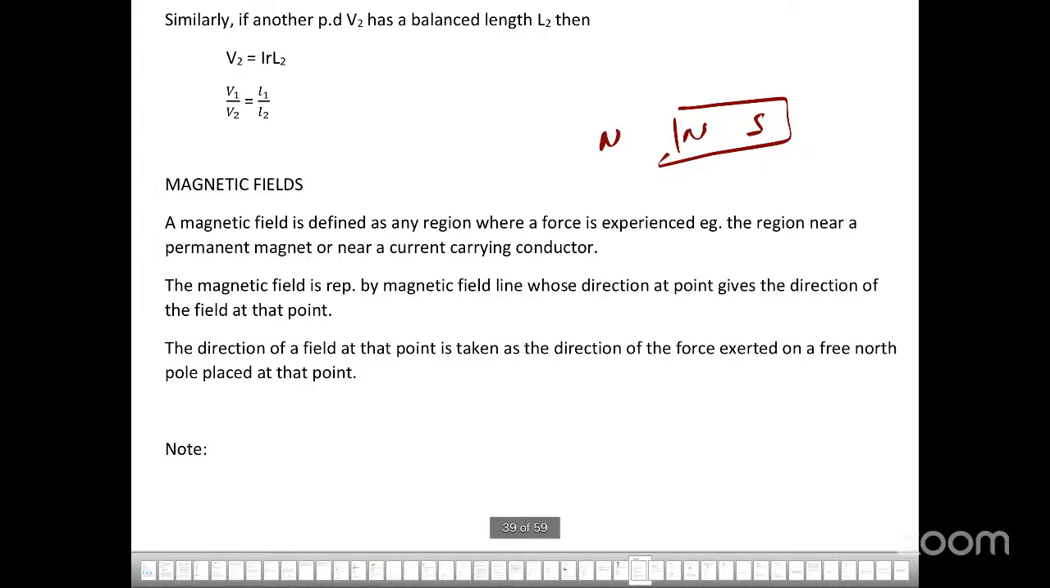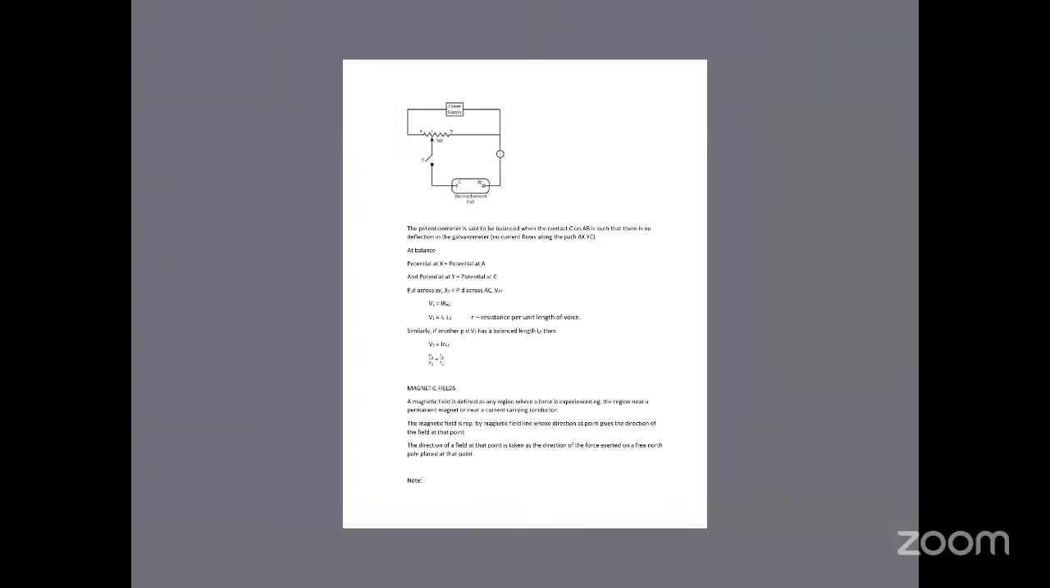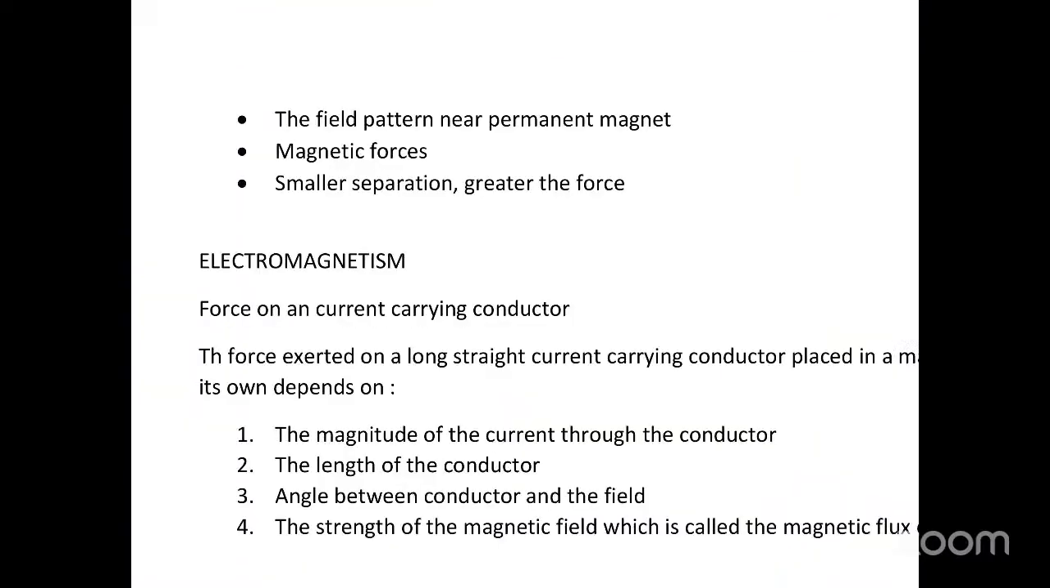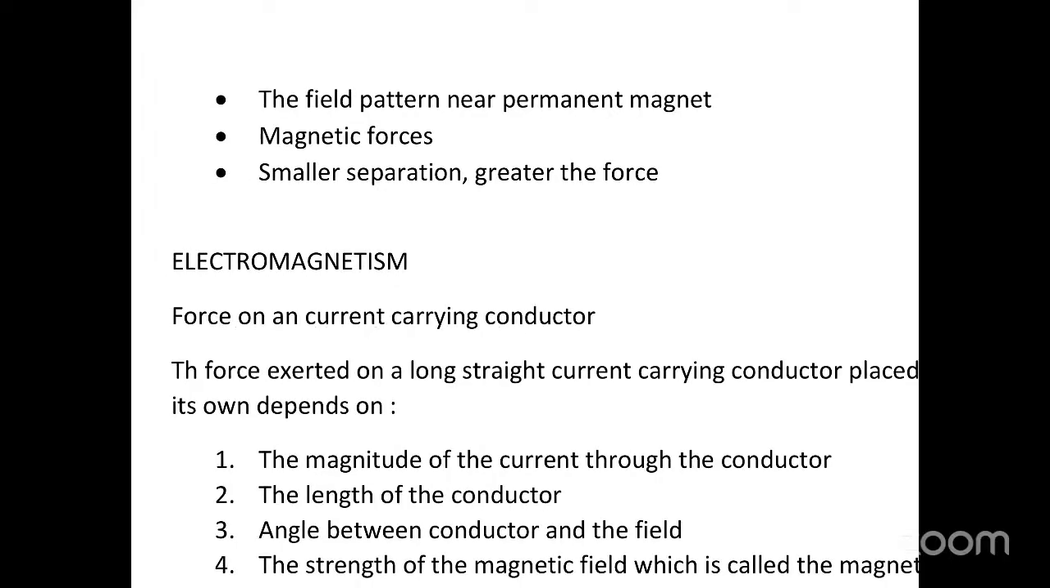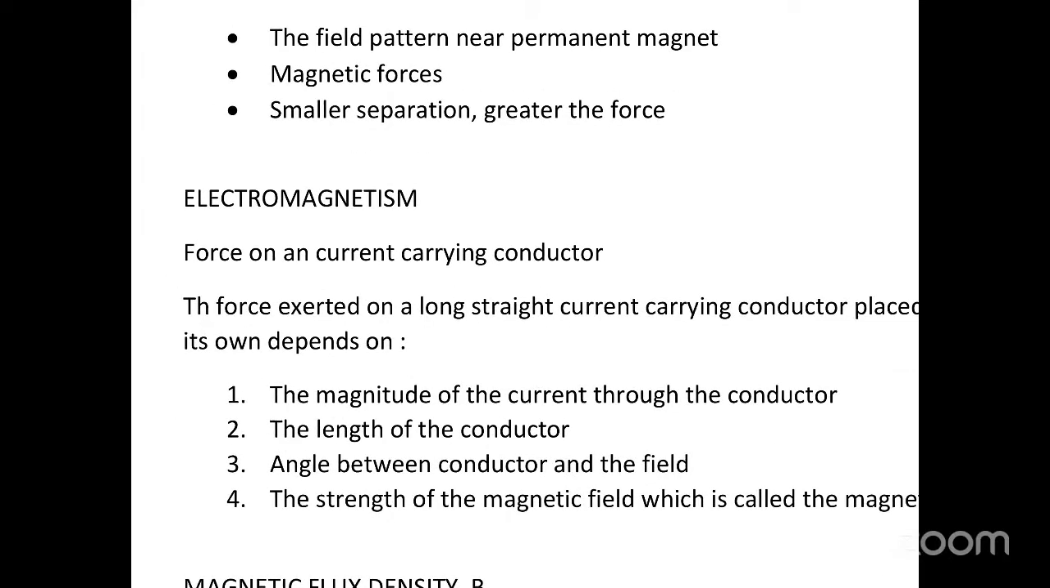if I place a north pole here, the direction is away from it, towards the south. So magnetic fields go away from the north towards the south. That's what this is saying. If a free north pole is placed, the direction that the free north pole will move is the direction of the magnetic field. Note that with magnetic field patterns and magnetic forces, the smaller the separation, the greater the force. So what he's saying is this.